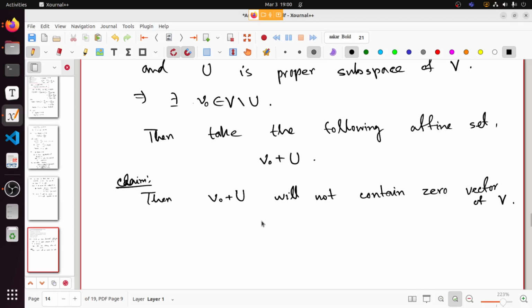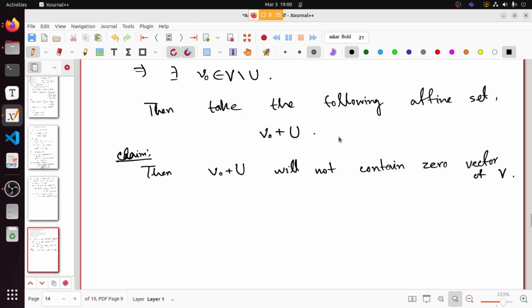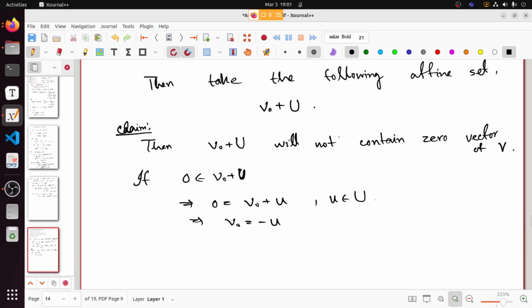Right? So U is a subspace. Suppose 0 belongs to v naught plus U, which then implies you can write 0 as v naught plus some u, which implies v naught equals minus u, where u is in U. So this implies v naught belongs to U, but this is a contradiction because we have chosen v naught outside U. So this is a contradiction.